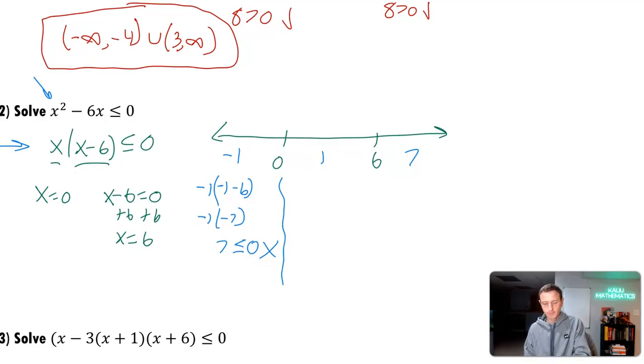Let's try out the next region. My test point in the next region is 1. So 1 times 1 minus 6 less than or equal to 0. 1 times 1 minus 6 is negative 5 less than or equal to 0. 1 times negative 5 is negative 5 less than or equal to 0. Yes. Negative 5 is less than or equal to 0, so that's a true statement. So numbers in that region will work.